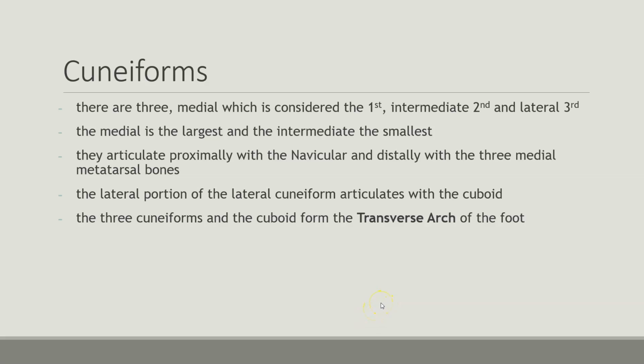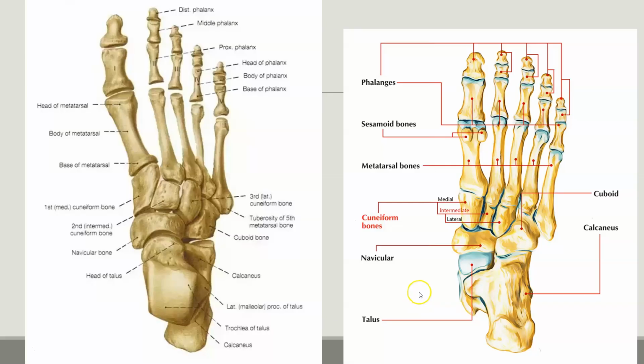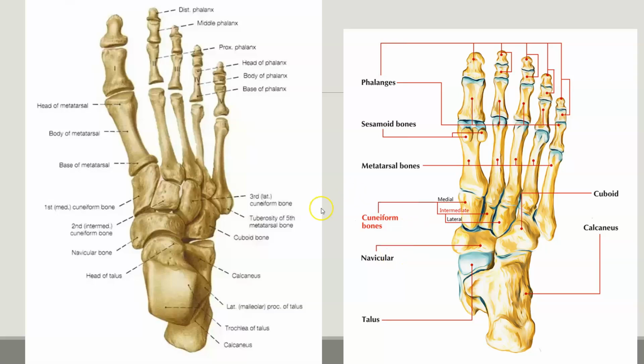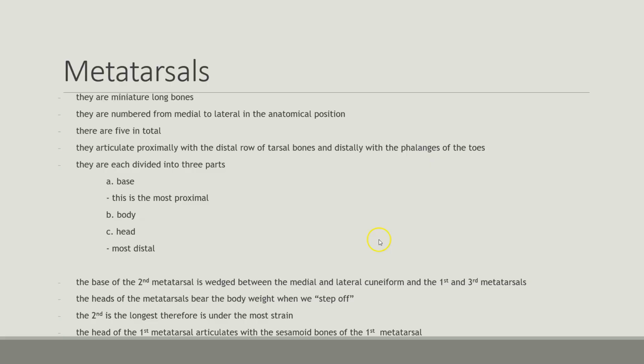The lateral portion, of course, articulates with the cuboid that we see here. Right here is the articulation. These play a very important role. The reason we have 3 bones here is because they create what's called the transverse arch of the foot. And again, when we get a little further into the foot, we're going to discuss the arches that we find in the foot and the role they play. But these 3 bones help form that transverse arch.